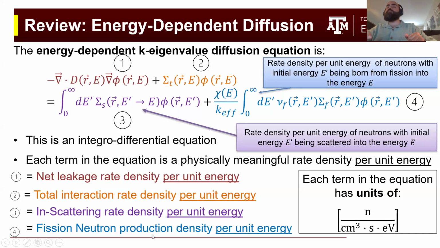So that's what each of these terms would be telling you about. If it has these units, then this first term would be your net leakage rate density per unit energy. You could also call that an energy dependent net leakage rate density. We just want to acknowledge that if it's an energy dependent problem, then our scalar flux is energy dependent, and therefore each of these terms is actually a density both in space and in energy, and it's a rate because it has those per unit time units.